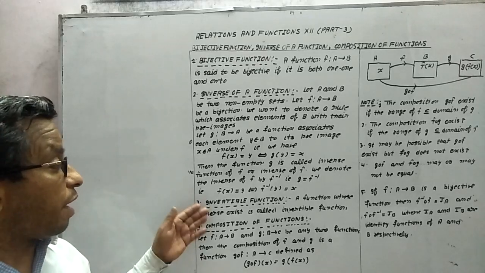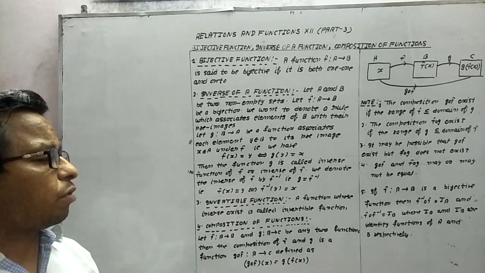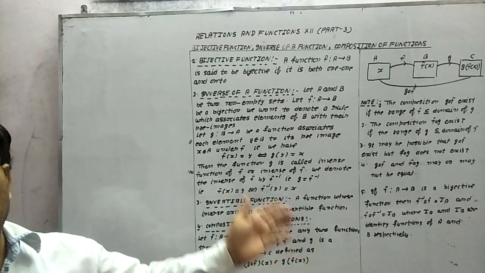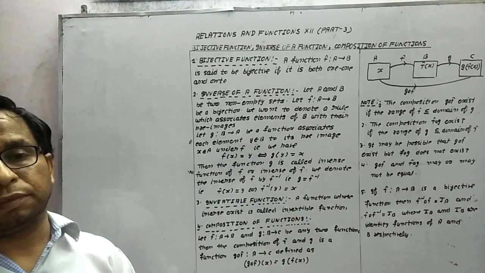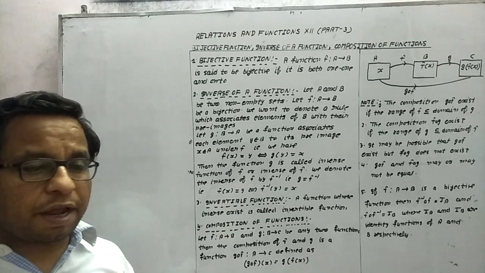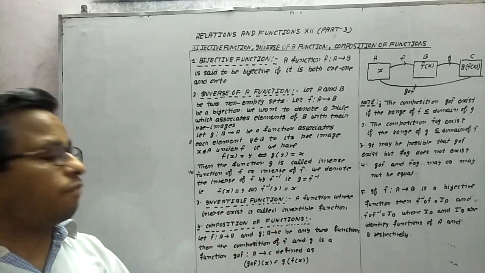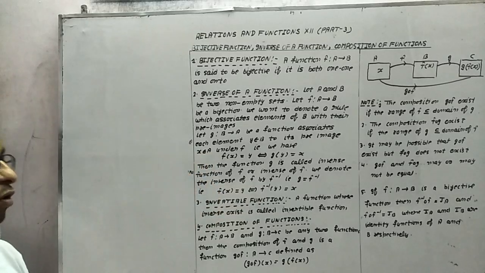Now, what is an invertible function? It is not a very new thing. A function whose inverse exists is called an invertible function. It means if we can find the inverse of a function, then that function is known as an invertible function.